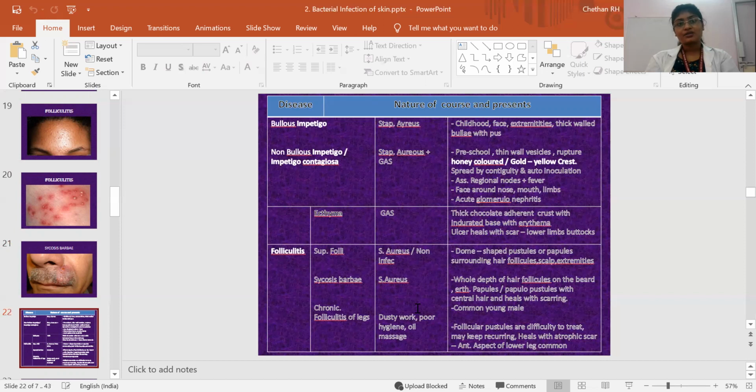Coming to the folliculitis part, as I told before, it can be superficial folliculitis, which is caused by Staph aureus, and it can also be a part of a non-infectious disease.